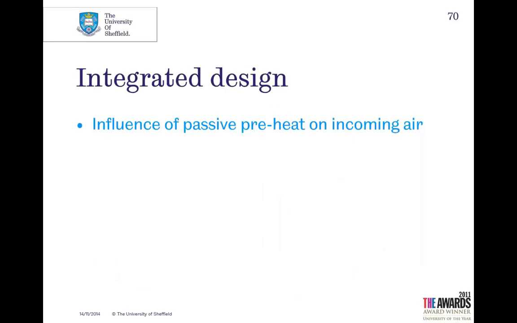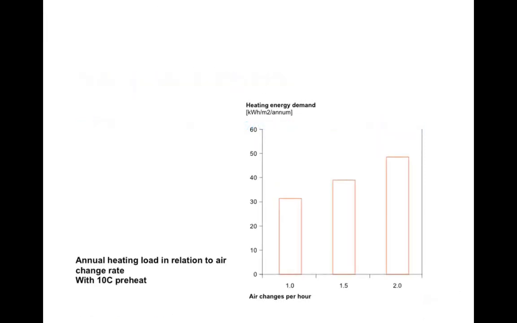Okay, influence of passive preheat on incoming air. So what we're meaning here is, rather than bringing the outside air straight into your building, we provide some heating to that air through a passive means. And I'll show you some examples in a moment. But now we're looking at the same graph, but we are preheating the incoming air. And there's quite a significant reduction in the amount of heat energy we need to provide.